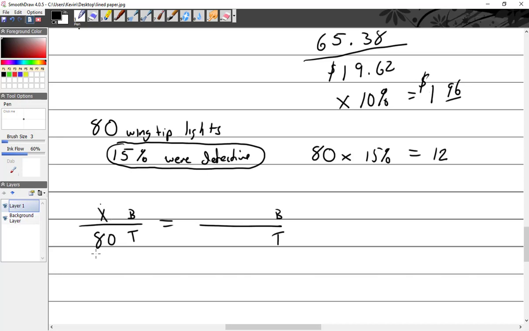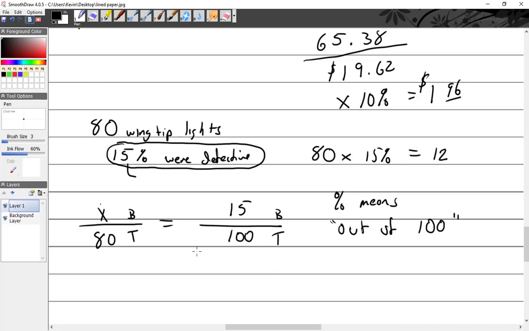Well, then I must have something over here. What are my two knowns? 15%. Percent means, what does percent mean? Out of 100. Yep. So it just told me that: 15 out of 100 are defective. So there are my three numbers.